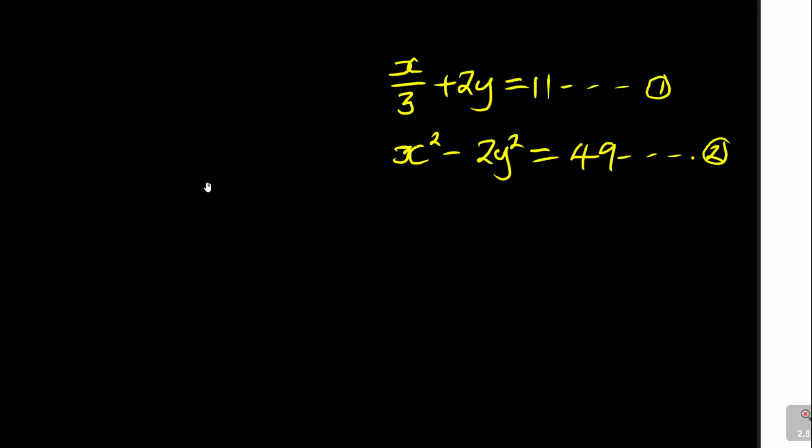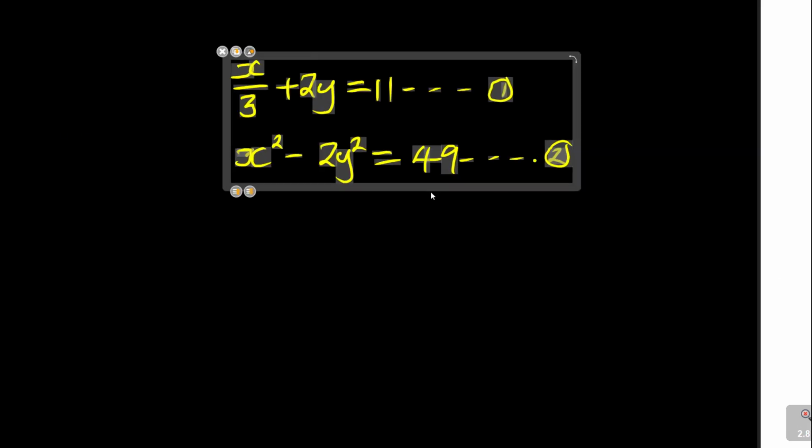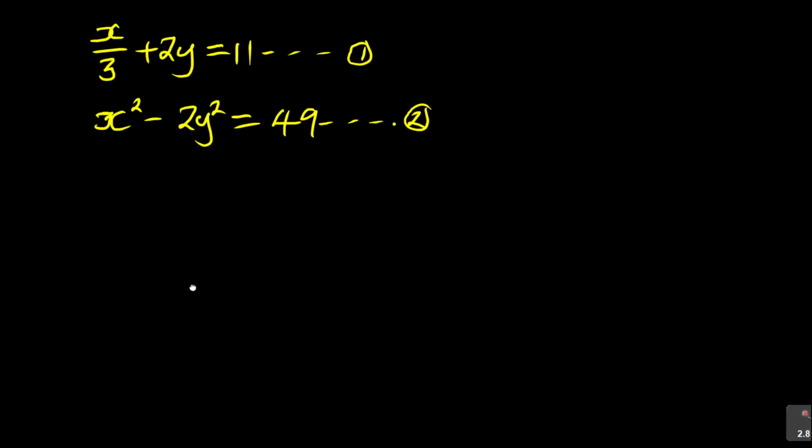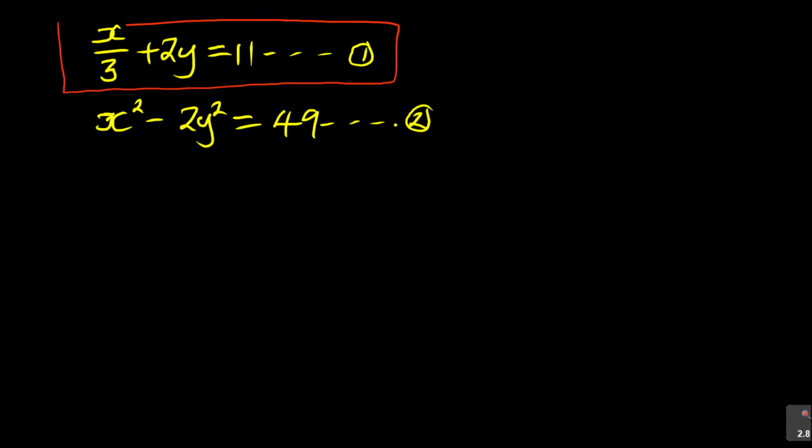So now I want to simplify this. Check out the easier part, and the easier part is the equations without squares. Those are the ones that are easier. So here you can see that this equation is much simpler. It's linear. It's got x and y, so I can make either x or y the subject of the formula. So let me take equation 1, which has x over 3 plus 2y is equal to 11.